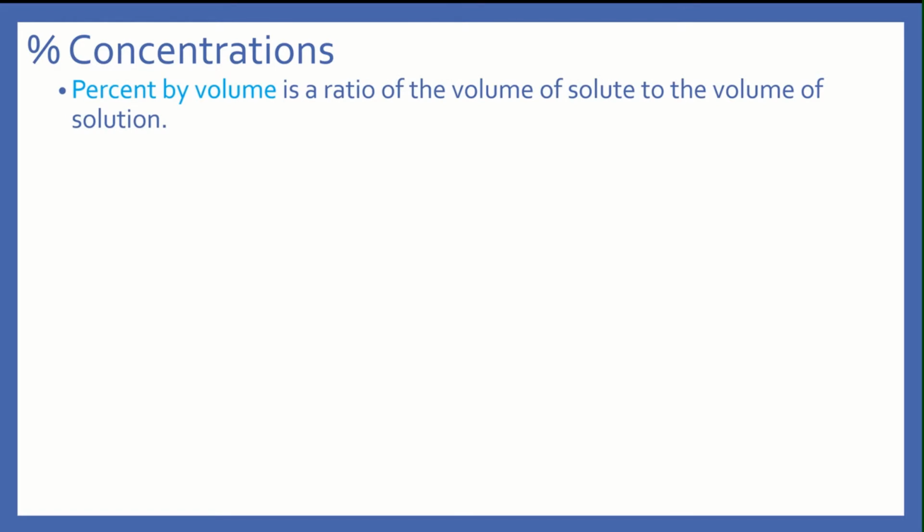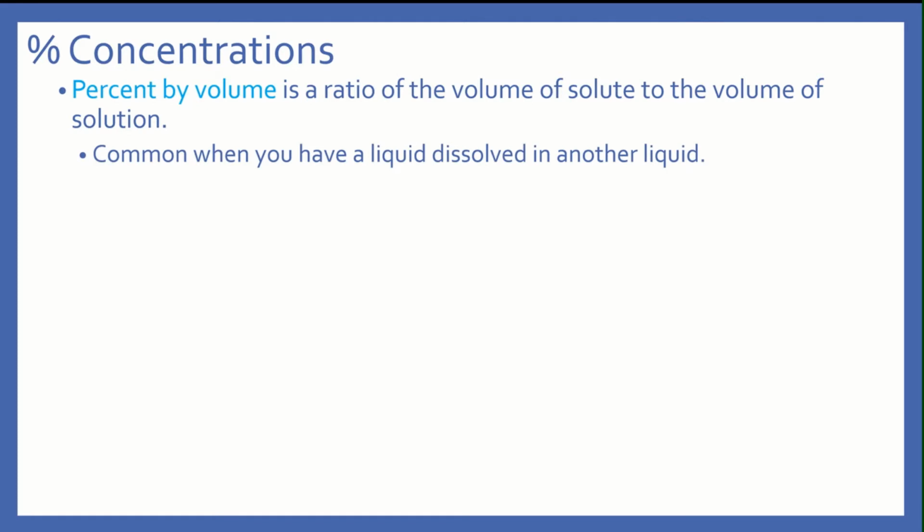Percent concentrations. There are going to be a couple of different percent concentrations. If you pay attention to the way the question is asking it, or the variables that they give you, I think you'll have no problem figuring out what type of concentration you're looking for. So the first type would be a percent by volume. And this is an amount of solute per volume.